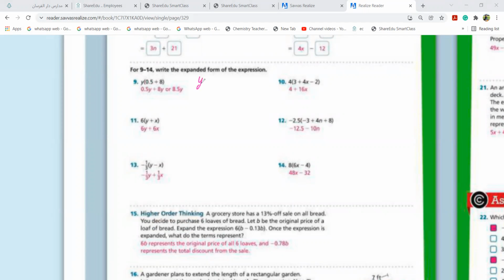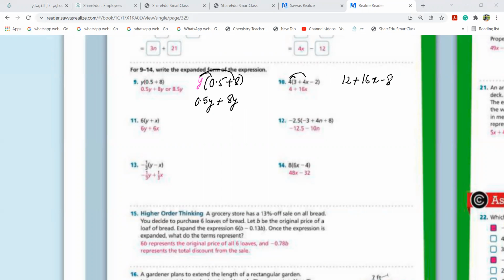This is C, y equals... 0.5 plus 8. You know very well that I multiply. Malak, are you looking at it? I multiply y again to 8, so I get 8y. This one, 4 times 3 is 12, plus 4 times 4 is 16x, minus 8.